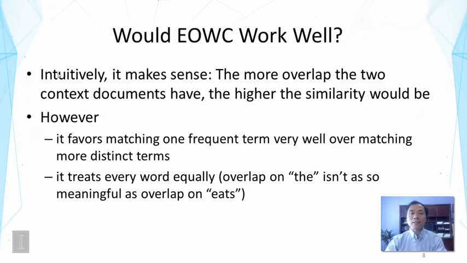Now the second problem is that it treats every word equally, right? So if you match on a word like "the," it will be the same as matching on a word like "eats." But intuitively, we know matching "the" isn't really surprising because "the" occurs everywhere. So matching "the" is not such a strong evidence as matching a word like "eats," which doesn't occur frequently. So this is another problem of this approach. In the next lecture, we're going to talk about how to address these problems.